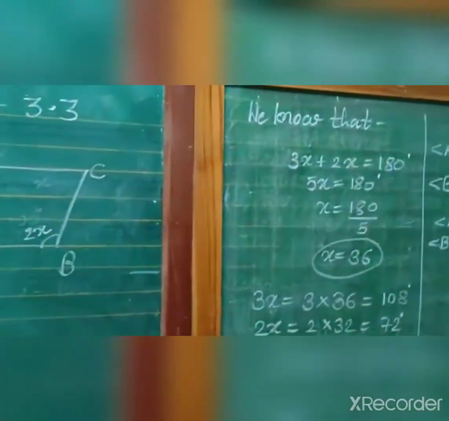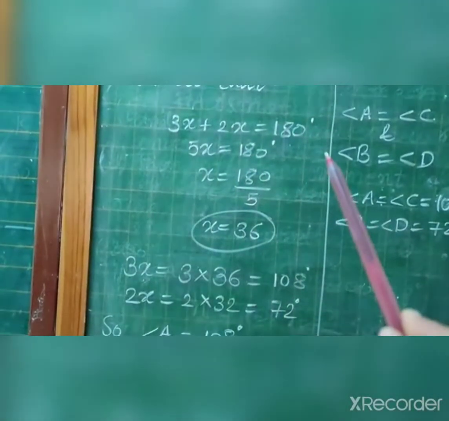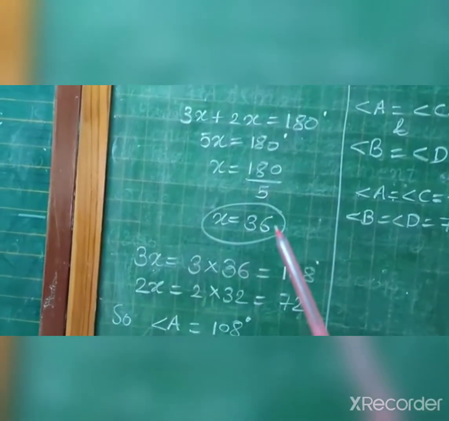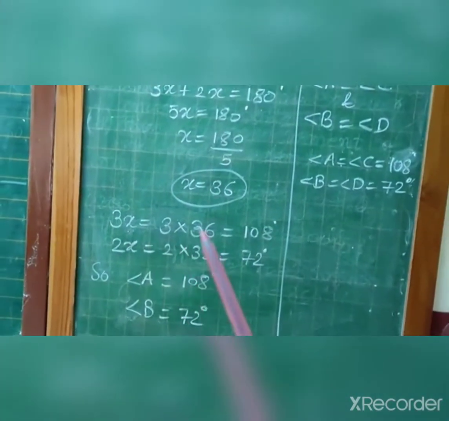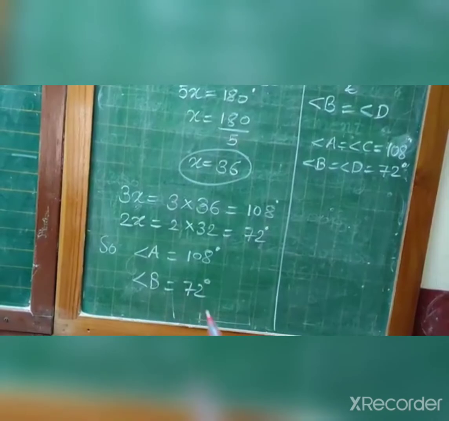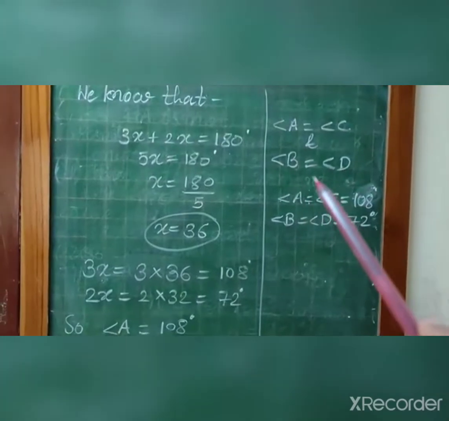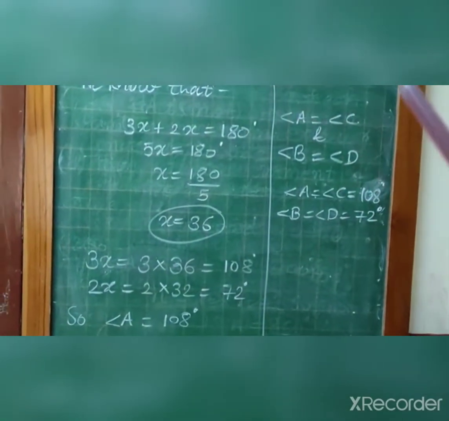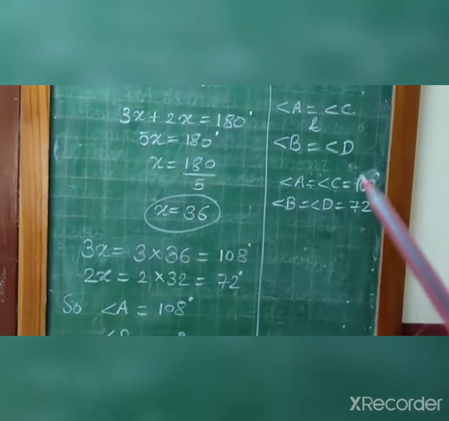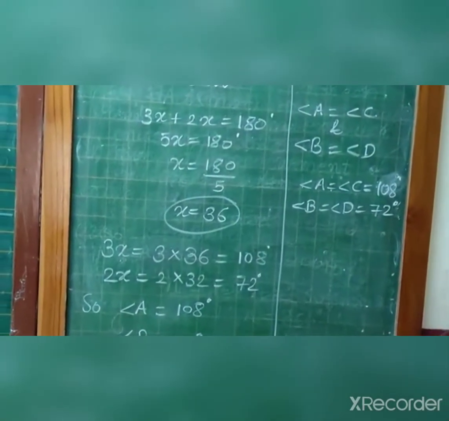Now we know that the sum of the adjacent angles is 180 degree. So 3x plus 2x is equal to 180 degree. 3 plus 2, 5x is equal to 180 degree. X equal to 180 by 5, and x equal to 36. Now 3x is equal to 108 degree and 2x is equal to 72 degree. So angle A is equal to this, angle B is equal to this. Angle A equal to angle C and angle B equal to angle D. Why? In the bracket you will write opposite angles of parallelogram. So angle A is equal to angle C is equal to 108 degree, angle B is equal to angle D is equal to 72 degree.